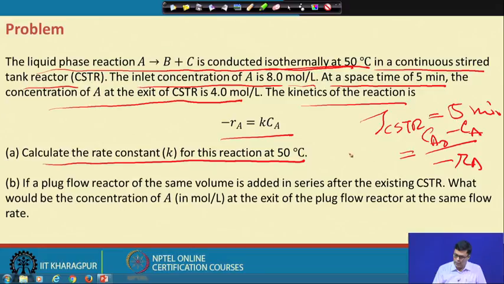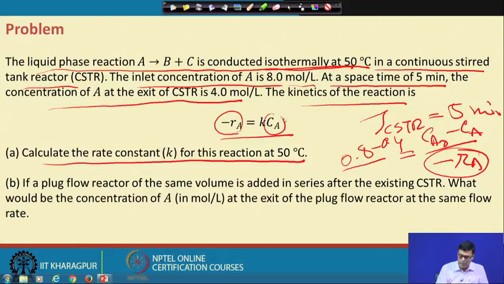0.8. This is Ca0. What is Ca? 0.4. And what is tau? This is the tau CSTR value, 5 minutes. So, you can easily calculate the value of Ra. Once you know the Ra value, and we know the Ca value, that is 4 under steady state conditions, we can easily calculate the value of K. So, that rate constant can be calculated very easily.